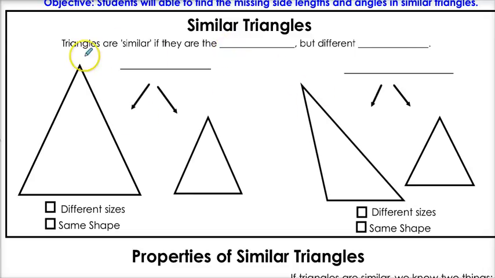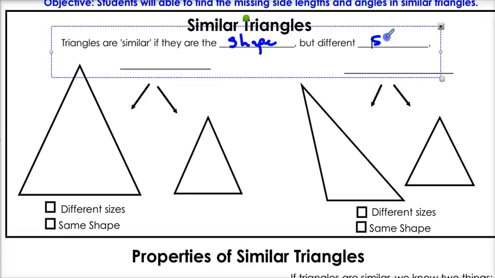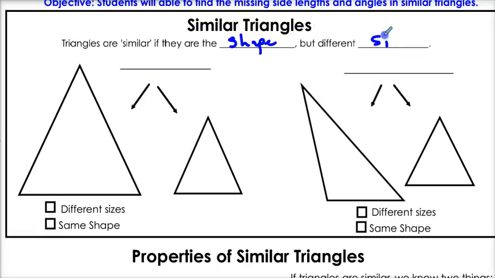Okay, let's put this in writing. Triangles are similar, and this is the same for shapes, if they are the same shape but a different size. If you look at our two examples here, these two triangles are the same shape. They're both isosceles triangles, and they are just different sizes. So this is a good example of similar shapes.